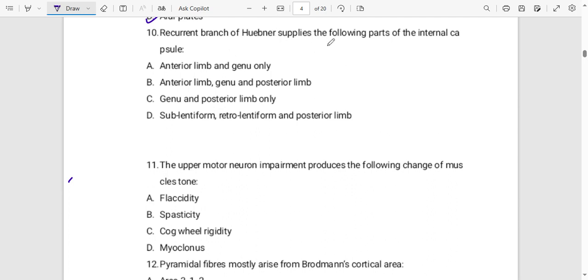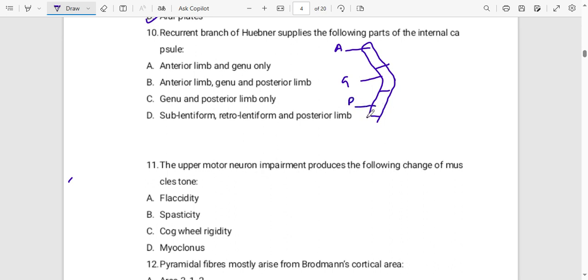The recurrent branch of Heubner supplies the following parts of the internal capsule. Again, for this one, let me mention them and then we can answer properly. Please understand it from here and you'll not get it wrong anyway. Any time. So the internal capsule, we know it has these parts. You have the anterior limb. In the middle, we have the genu, and then we have the posterior limb.